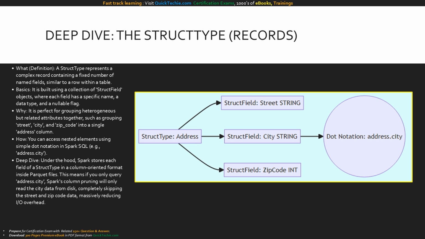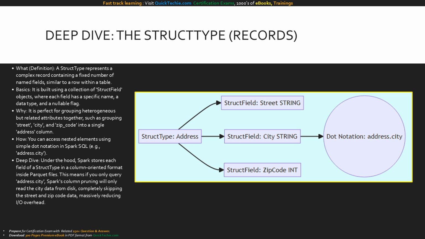On the left, we have our main struct type, representing an address. Notice how it breaks out into three specific, named struct fields: street as a string, city as a string, and zip code as an integer. This perfectly illustrates how a struct can hold mixed data types under one umbrella.